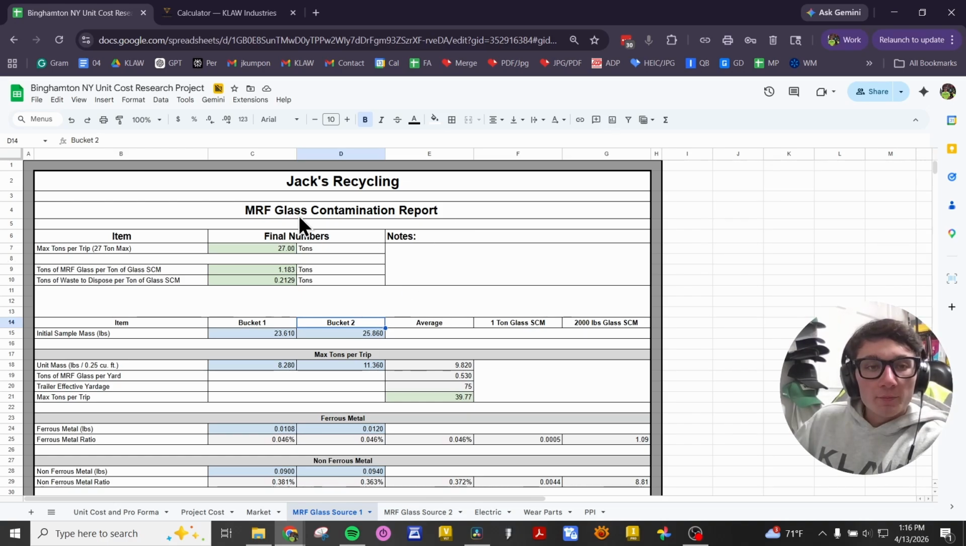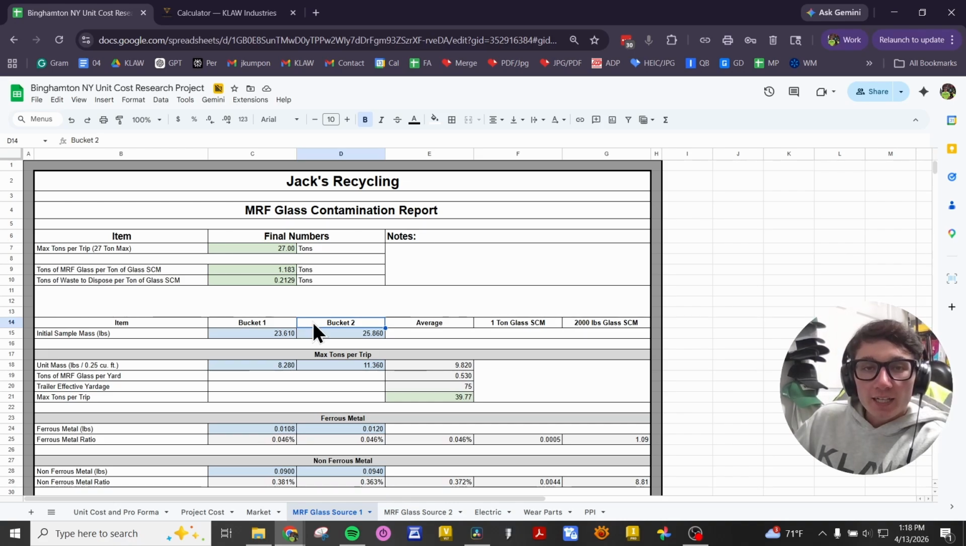At the top, we have a summary of the final numbers from this report. And we get these numbers by starting with our initial sample mass from each of our 5-gallon buckets, as well as our unit mass from the material. This allows us to figure out how many tons of this MRF glass we're going to be able to get on the 18-wheelers coming in to the facility. In this example, it's 39.77 tons per tractor-trailer load. We do cap this at 27 tons for the purposes of the calculation because this is going to depend a lot on your state regulations.